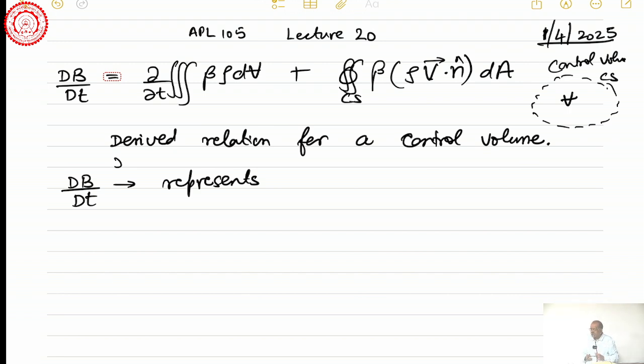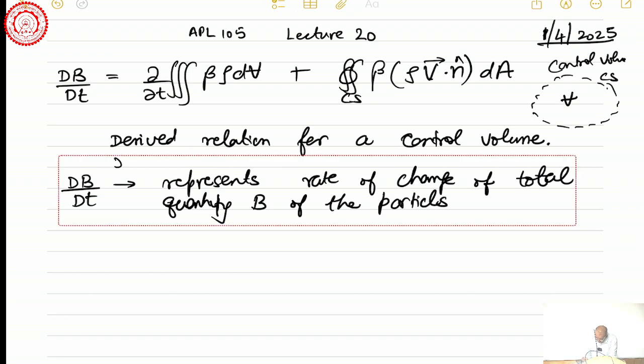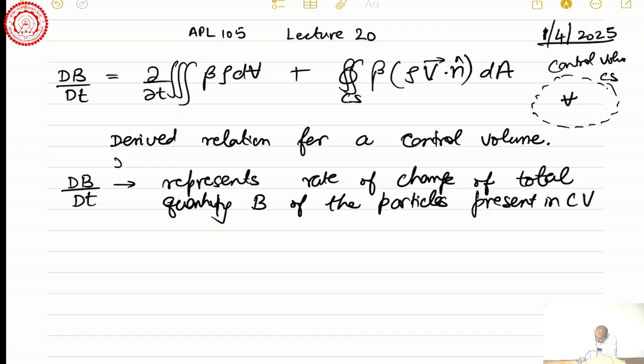So the left hand side dB by dt represents the rate of change of total quantity B of the particles present in the control volume at that time.